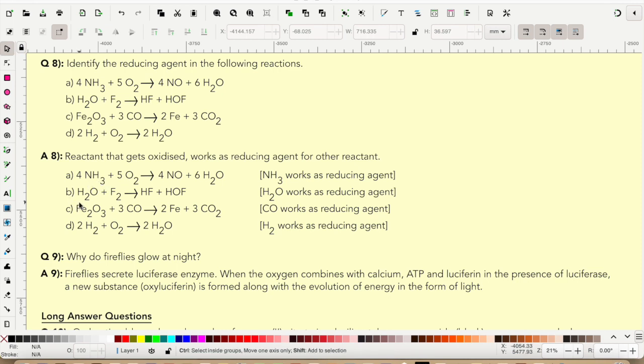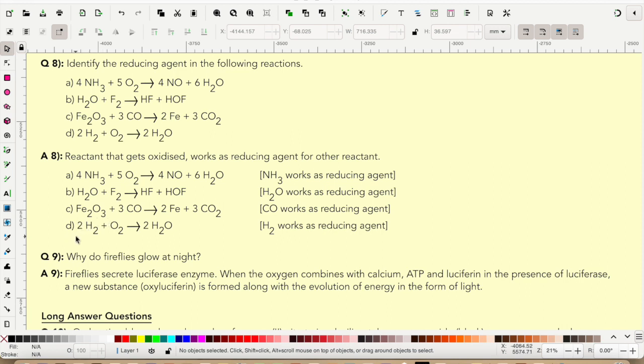Second equation is H2O plus F2 makes HF plus HOF. Here H2O is losing hydrogen to form HOF, so it is getting oxidized. It will work as a reducing agent for F2. Third equation is Fe2O3 plus 3CO makes 2Fe plus 3CO2. Here CO is getting oxygen to make CO2, so it is getting oxidized. It will work as a reducing agent for Fe2O3.